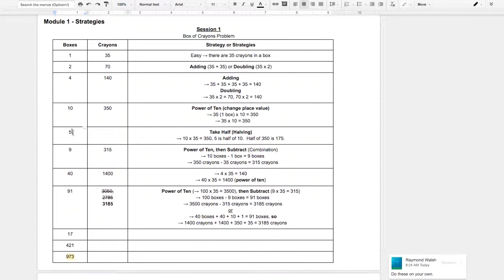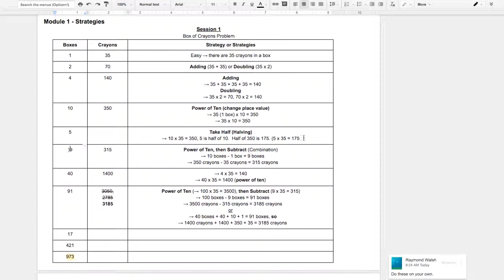So this is the next strategy. So 5 boxes, how many crayons? Well, I know that we're going to use the halving strategy, or taking half. So I know that 10 times 35 is 350. And I know that 5 is half of 10. So all I have to do is take half of 350, right? If I take half of this number, then that would be 5 times 35. So half of 350 is 175. And if you were to use a calculator to do 5 times 35, or if you added 35 5 times, you would definitely get 175.